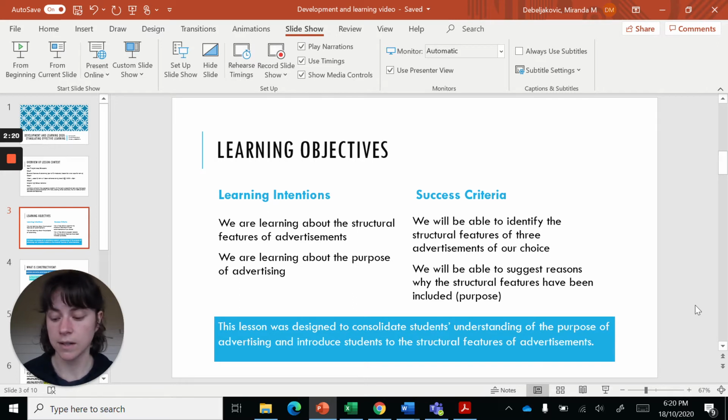Within this particular lesson, we are continuing to consolidate the students' understanding of the purpose of advertising, as well as introducing students to the structural features of advertisements and some of that meta-language. There are 2 learning intentions and 2 corresponding success criteria. Within this lesson, students are learning about the structural features of advertisements, and they are learning about the purpose of advertising. They will be able to identify the structural features of 3 advertisements of their choice, and they'll be able to suggest reasons why those structural features have been included. So suggest reasons as to their purpose.